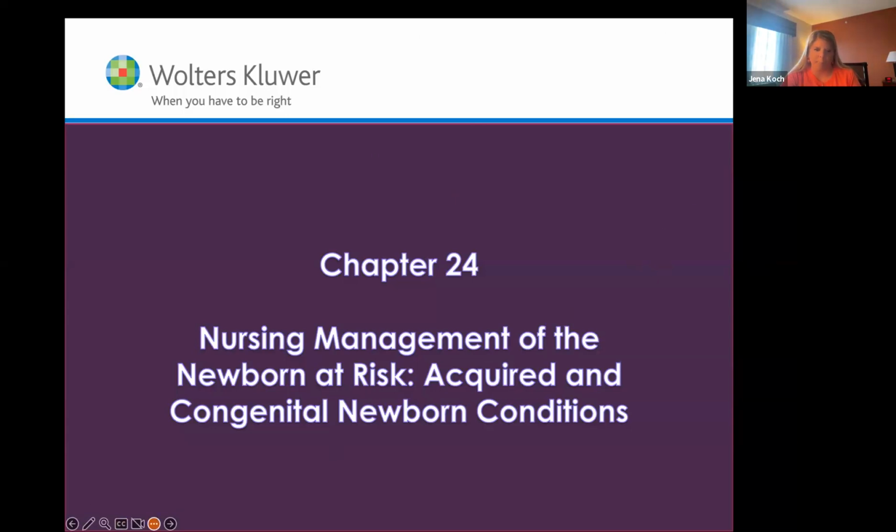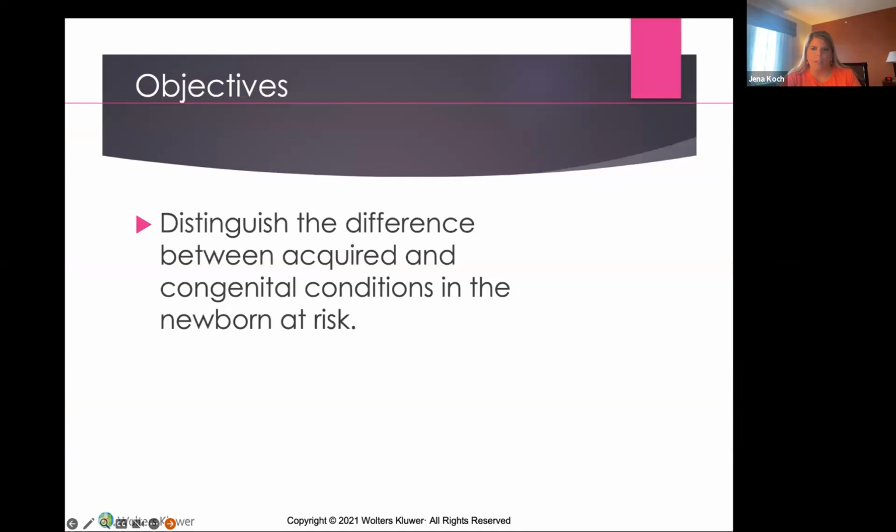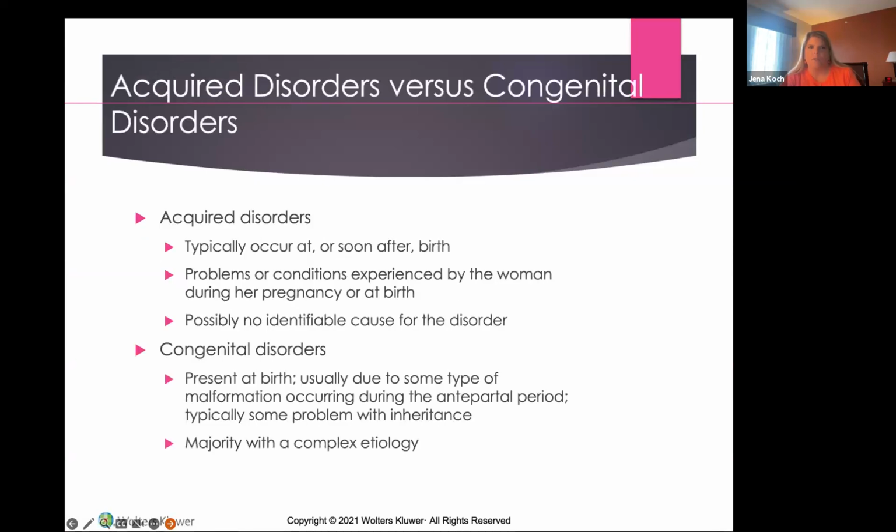There we go. Okay. So our objectives, we're going to talk about acquired and congenital, and then the difference between the two. So with acquired disorders, these can typically occur either at birth or soon after, and it can be related to the labor progress or process, or it could be something that's happened during the pregnancy itself, okay? Sometimes there's no identifiable cause for the disorder.